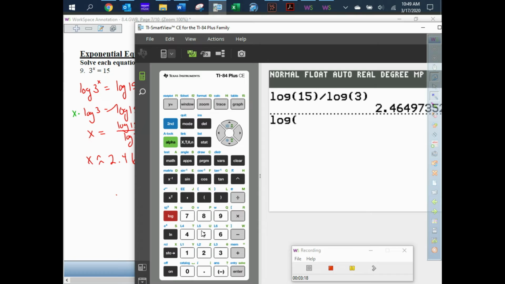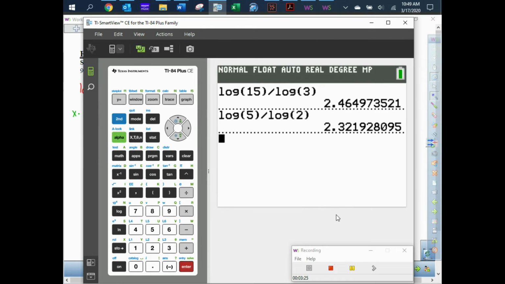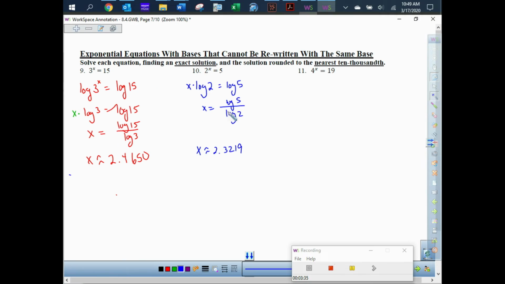Log of 5, close it, divided by the log of 2, and we'll round it to 4 decimal places. So x is about 2.3219. So you look to that 5th decimal place, and since it's less than 5, we will not round this up. So we'll get this old boy. And why don't you pause the video and try this one.